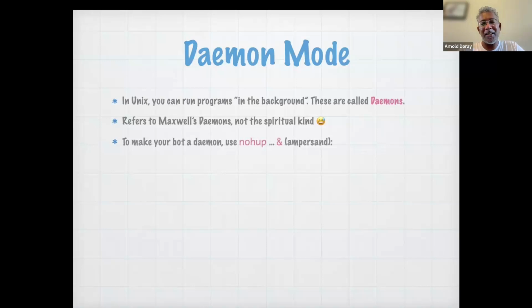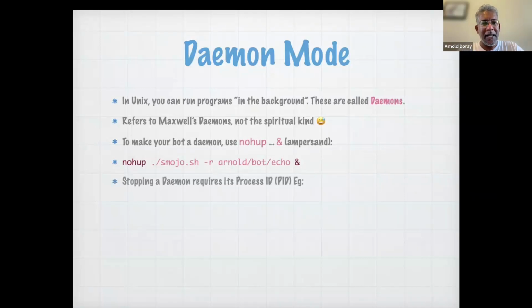To make your bot a daemon process, you need to use nohup, then put in the command, and then put in the ampersand. So previously, for example, we have smojo.sh -r and then the bot name. Just sandwich that between nohup and the ampersand. And you can't type Control-C in this case to stop the bot. To stop the bot, you need to use the daemon's process ID.